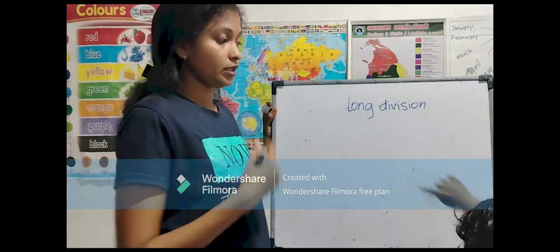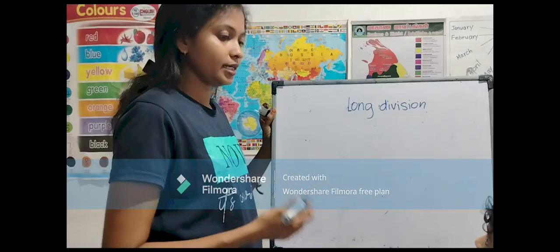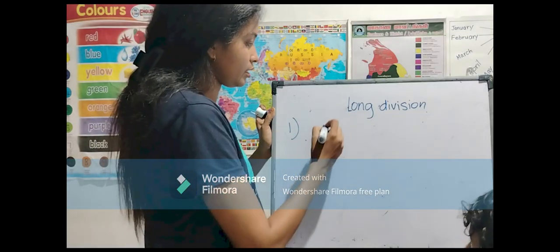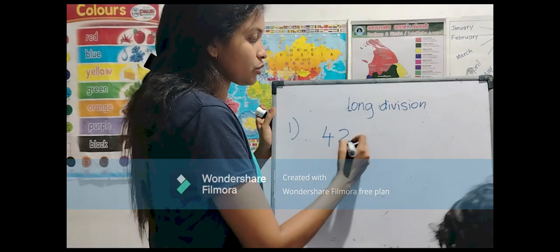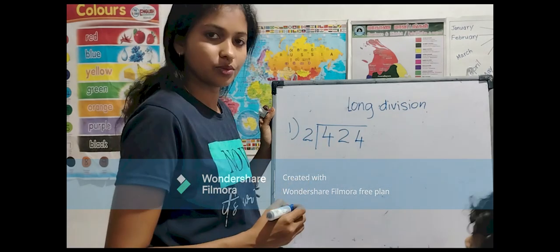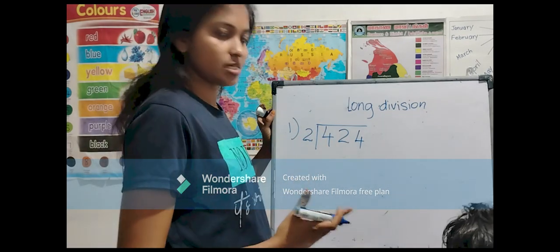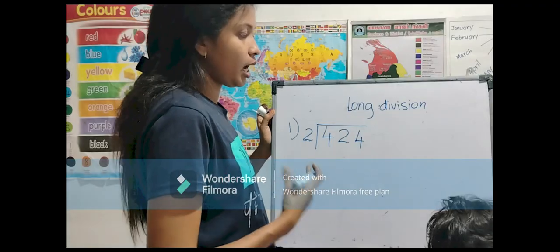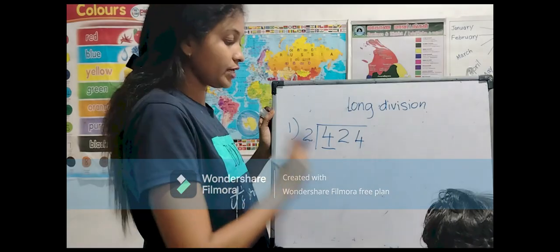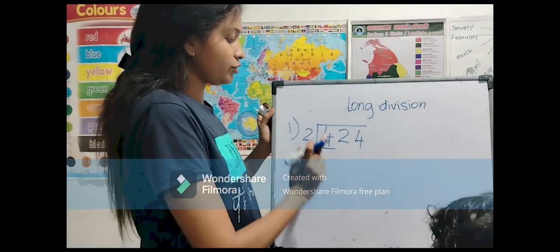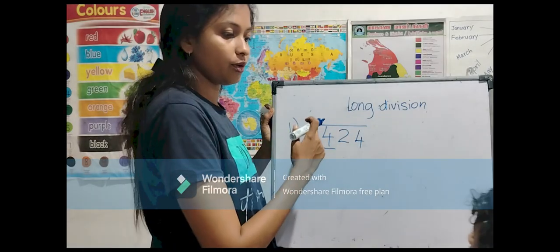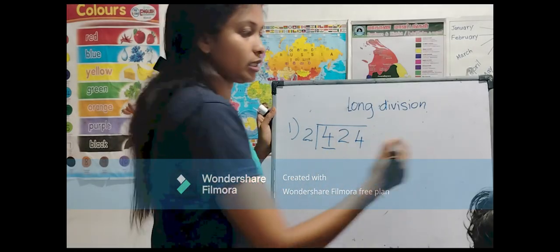Now we can move on to long division. First sum is 424 divided by 2. How can you divide this? This is a simple sum. First you want to consider the first number. Then 4 divided by 2 means how many 2's are included in number 4?